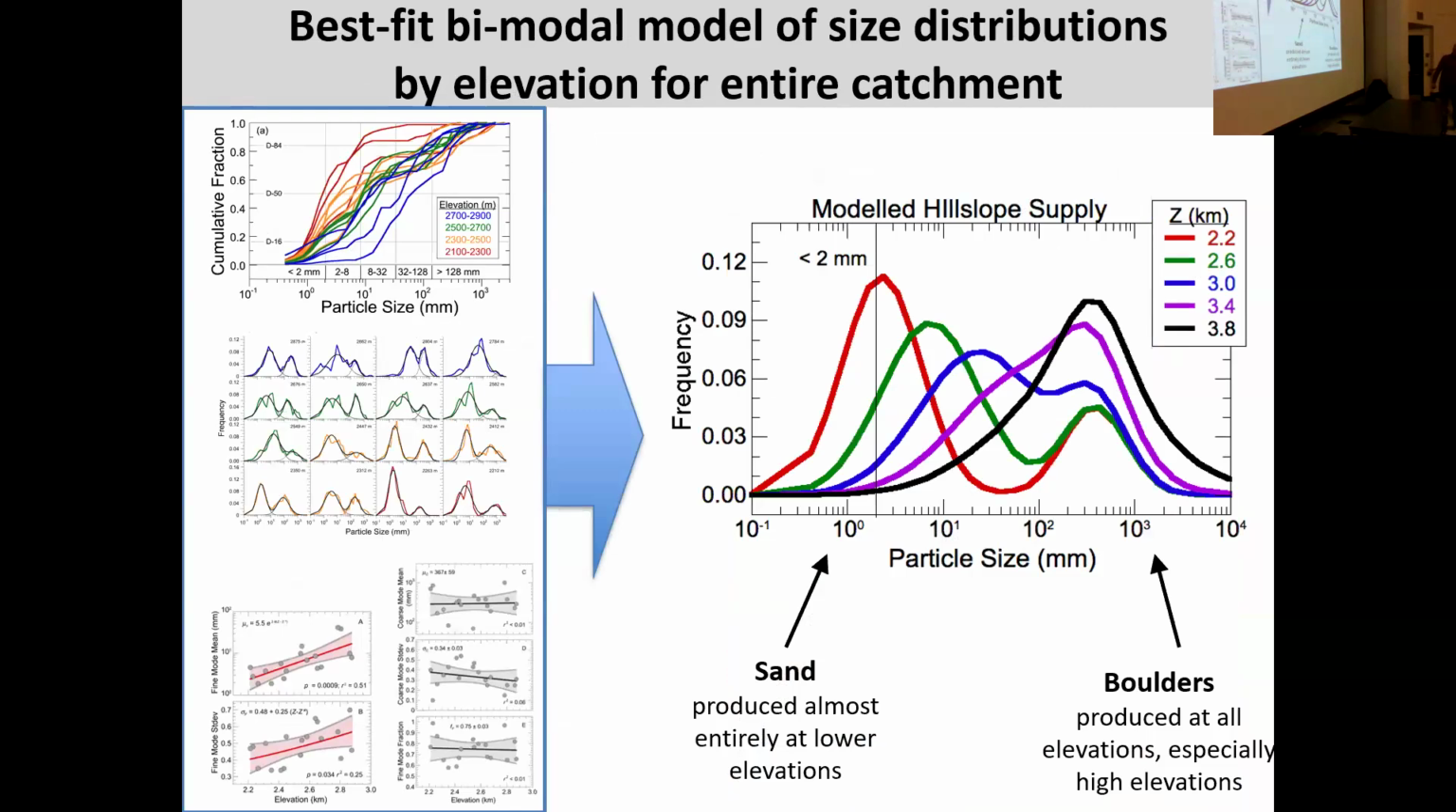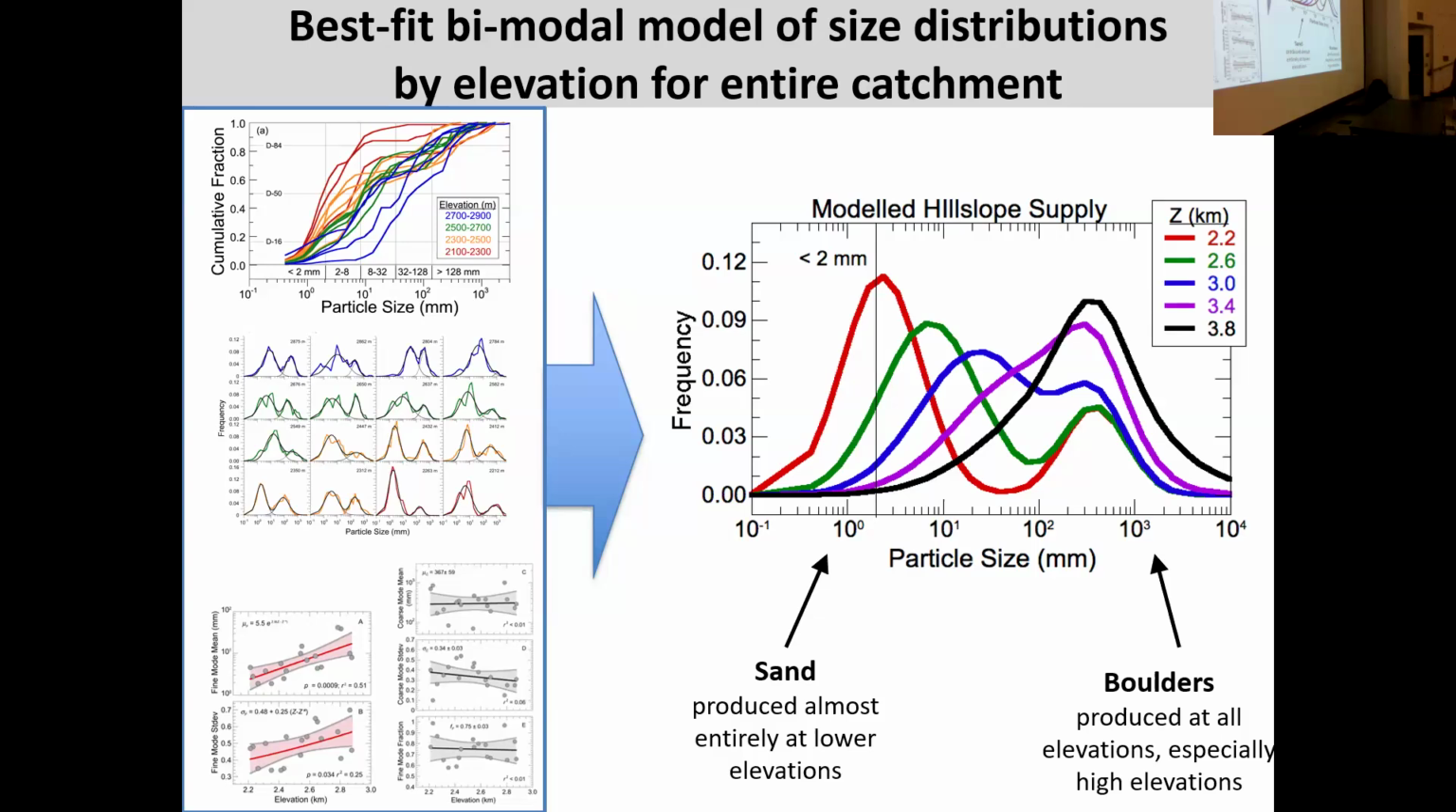So all that stuff on the left I've already showed you, to a model for what the supply is with elevation. So these are 5 curves for 5 different elevations extrapolated up to the top of the watershed. And what we see is that sand, on the left side of this plot of model grain sizes, is produced almost entirely at the lower elevations, whereas boulders seem to come from all elevations, and there's more at the higher elevations, but they're everywhere. Boulders. I want you to just hold that for a moment, okay?